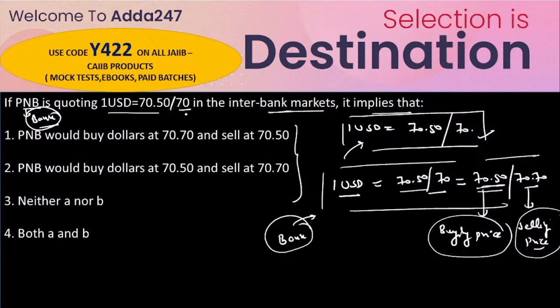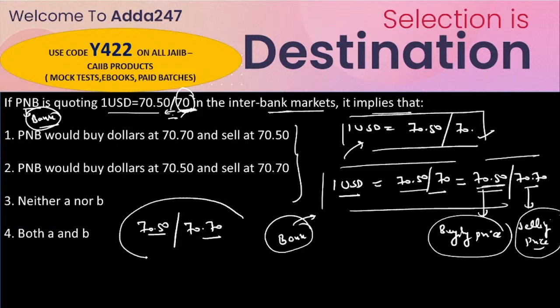After the slash, however many digits are written, you have to replace the same number of digits from the right side. So if we have to write it here, like $1, that is given as 70.50, you have to write it this way: 70.50 and 70.70.